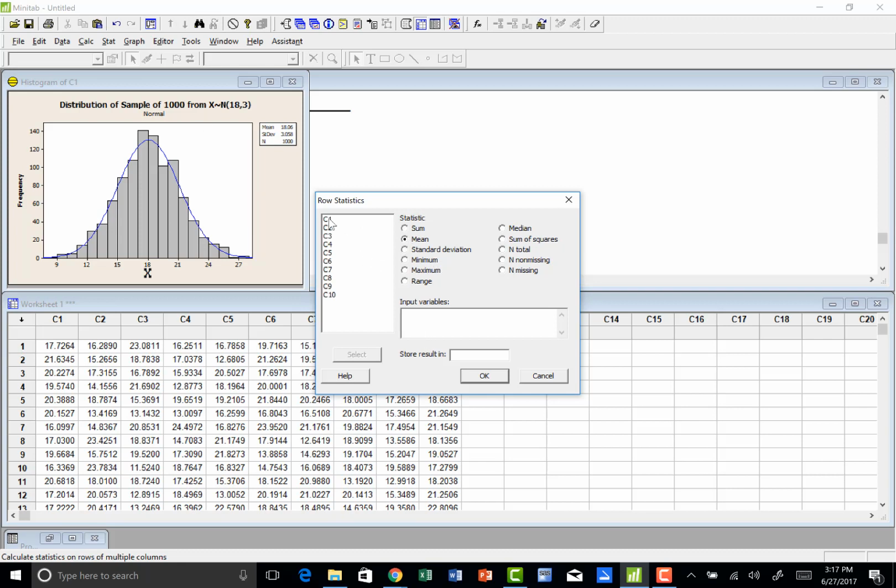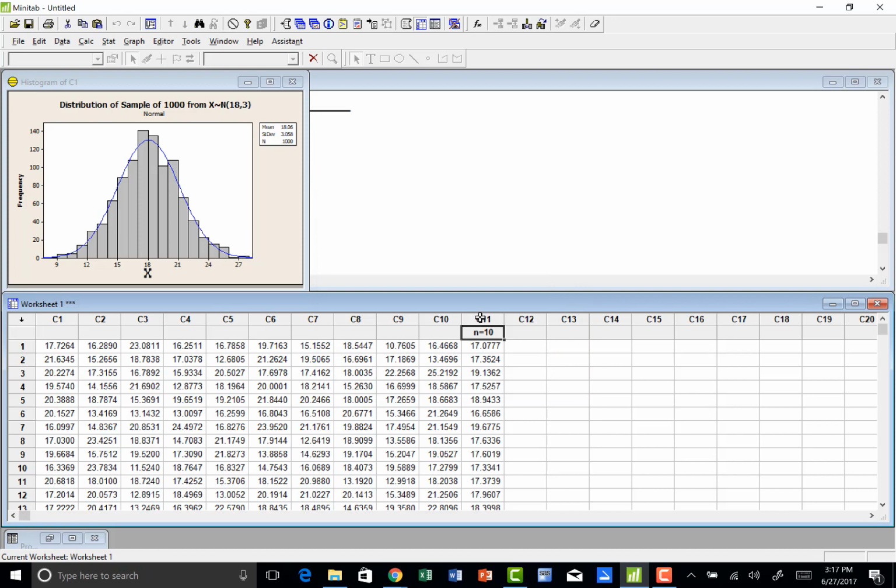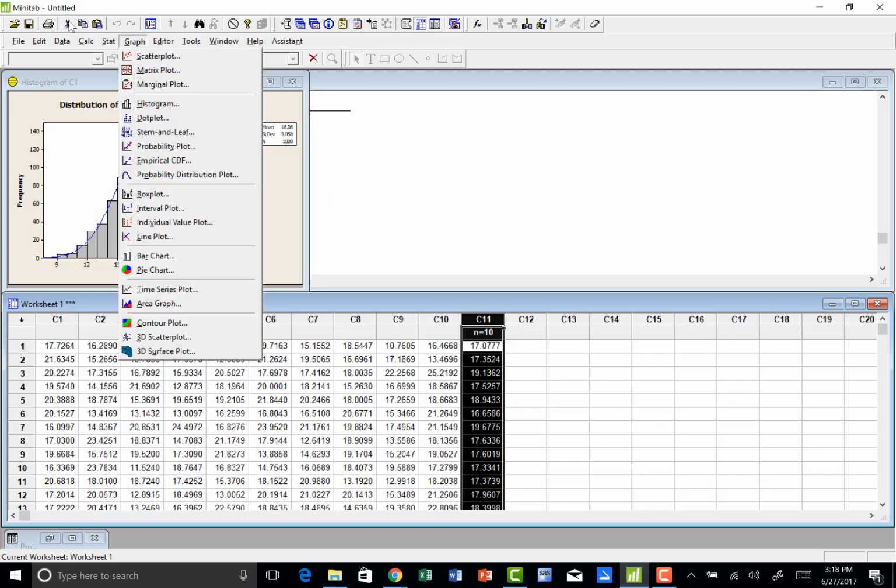So my input variables are going to be C1 all the way to C10, and I'm going to store the results in C11. What I just told Minitab is: take all these columns, and for each individual row, add those 10 data values up, divide by 10, and tell me what the mean is. So column C11, when I plot it, will be the sampling distribution of the sample mean for samples of size 10. Let's take a look at that graph.